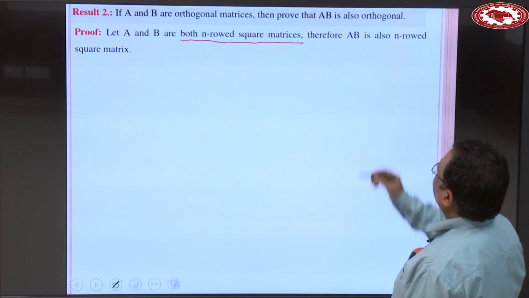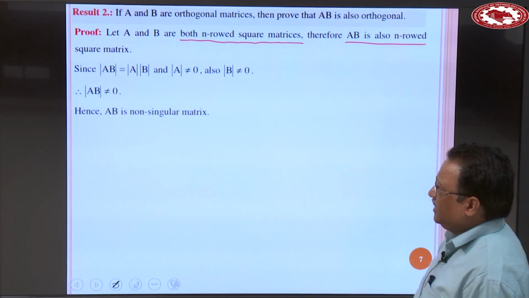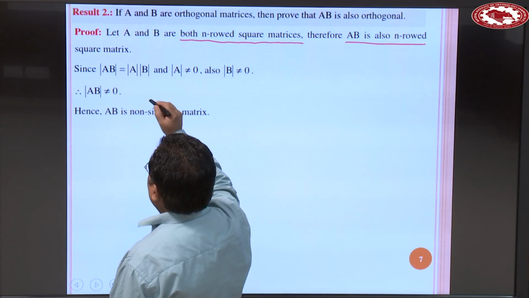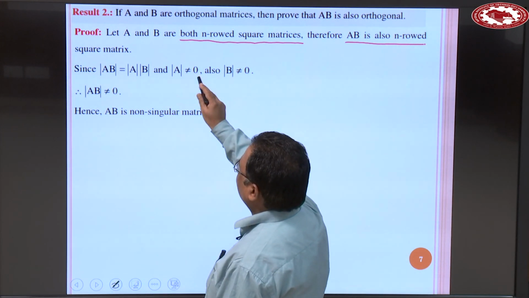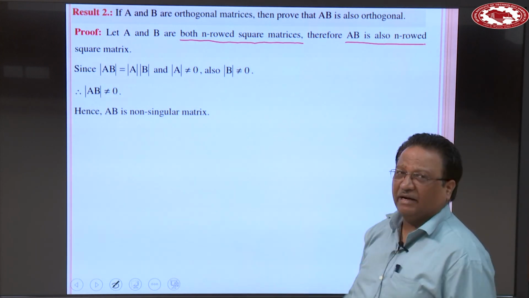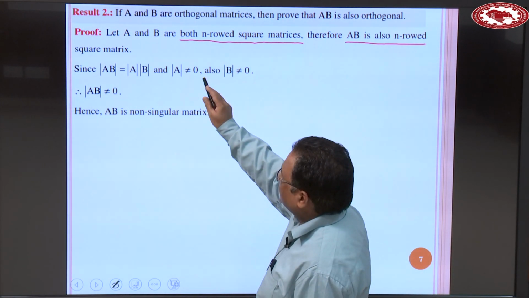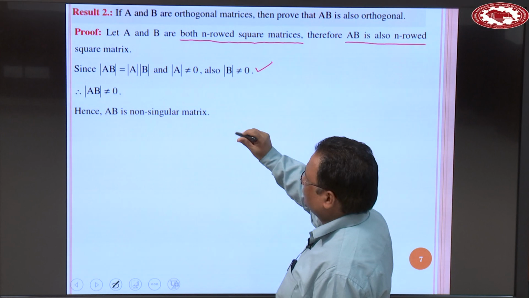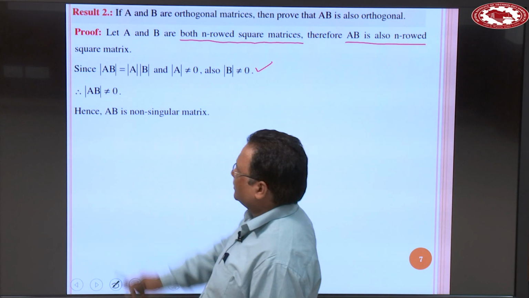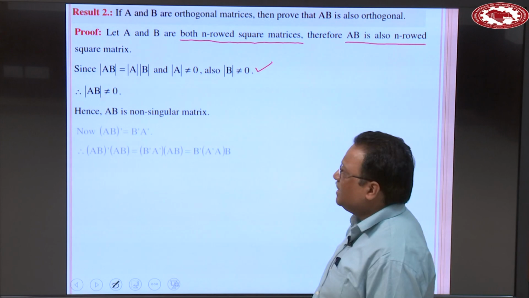Therefore, AB is also an n-row square matrix. Since determinant AB is equal to determinant A times determinant B, and determinant A is not equal to 0 because A is an orthogonal matrix, and similarly determinant B is not equal to 0, this means determinant AB is not equal to 0. And when determinant AB is not equal to 0, AB is a non-singular matrix.